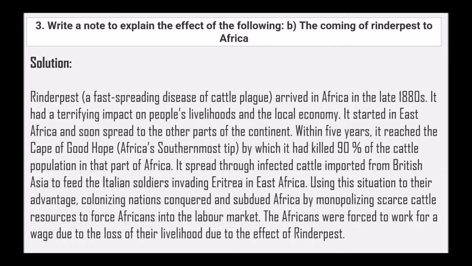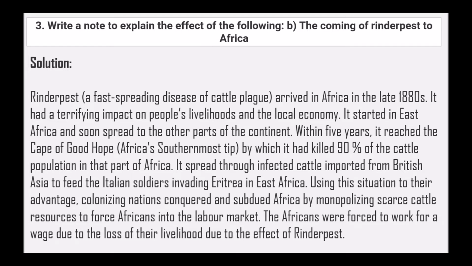Next, the coming of rinderpest to Africa. The rinderpest arrived in Africa in the late 1880s. It had a terrifying impact on people's livelihood and the local economy. It started in East Africa and soon spread to other parts of the continent. Within 5 years, it reached the Cape of Good Hope, by which time it had killed 90% of the cattle population in that part of Africa.